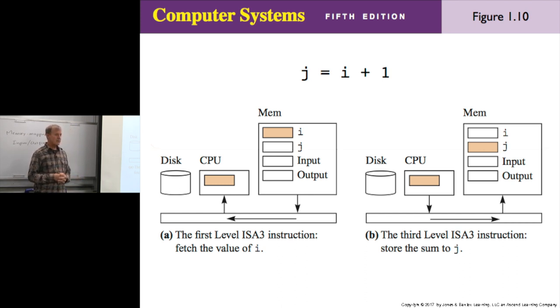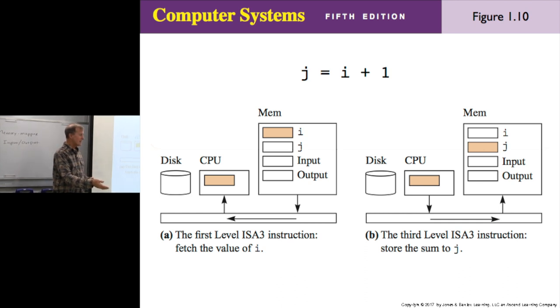So this is a model of what happens in a computer system when you do a statement like J gets I plus 1. So you can see right away, what language is J gets I plus 1? Does that look familiar? What language do you suppose that is? Yeah, C, Java. What level? HOL6. Level HOL6.